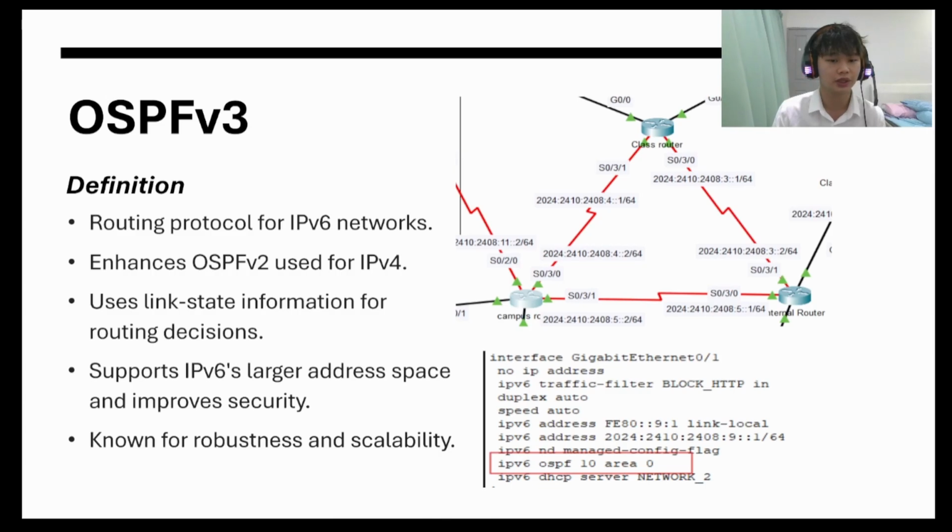One of the key features of OSPF-V3 is its support for IPv6's larger address space and improved security features. Additionally, OSPF-V3 separates the concept of a router identity from its IP address, allowing for more flexible network design. This protocol is widely used in enterprise and service provider networks due to its robustness and scalability.